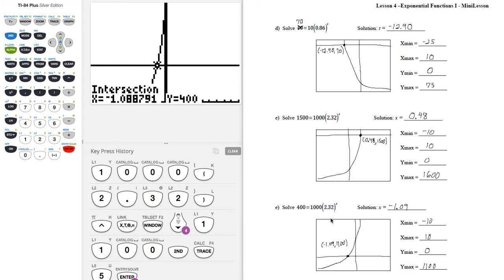So hopefully you were able to obtain a result of x equals negative 1.09. The window here, negative 10 to 10 for x, 0 to 1100 for y, and the graph and the intersection here at negative 1.09, 1100. And you'll notice that for these output values for y, I'm really looking at the larger of the two numbers between this value here, what the equation is equal to, and the initial value. So I take the bigger one, add a little bit to it, and that usually covers the bases for y max.